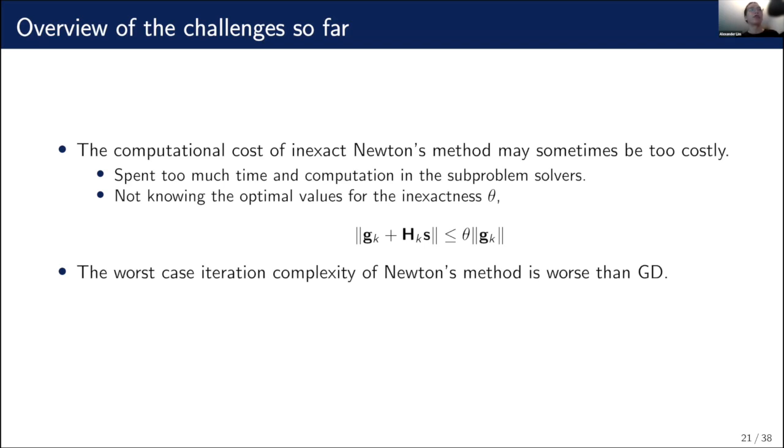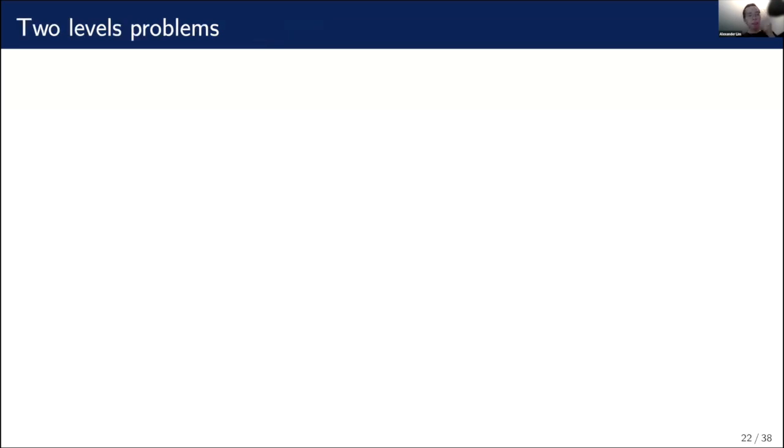The second problem that I mentioned is that the worst case iteration complexity of Newton's method is worse than gradient descent. That is just repeating the same problem: Newton's depends on kappa squared, while gradient descent depends on kappa. So how do we solve this problem?